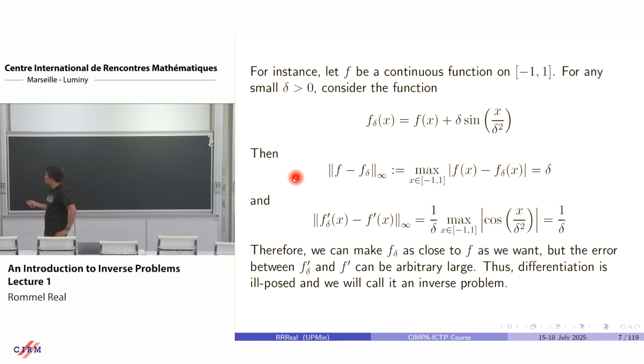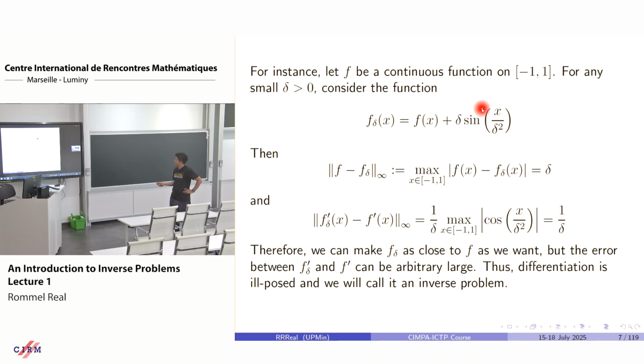Let's consider a continuous function f on the interval from -1 to 1, and a perturbed function f delta, where we add to our exact function f a perturbation delta times sine of x over delta squared. So this is our perturbed data. If we compute the infinity norm of the difference, then of course it's easy to see that the infinity norm of f minus f delta is equal to delta.